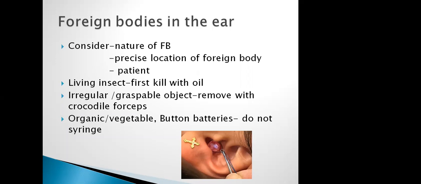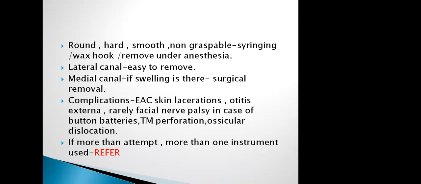If it is an irregular graspable object, like a paper piece, you can use crocodile forceps or Hartmann forceps. If it is organic or vegetable, like vegetable seeds, do not go for syringing because it may swell up and cause pain. Button batteries are always dangerous, be it in the nose or in the ear, as they can cause leakage, so do not syringe them. If it is a round, hard, smooth foreign body like a bead, you can remove it using syringing, or you can use a wax hook.